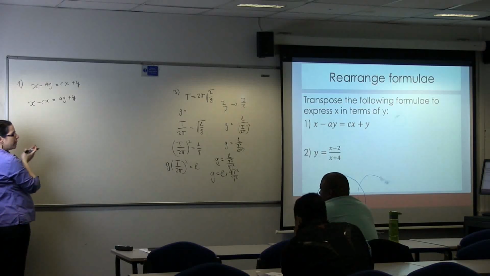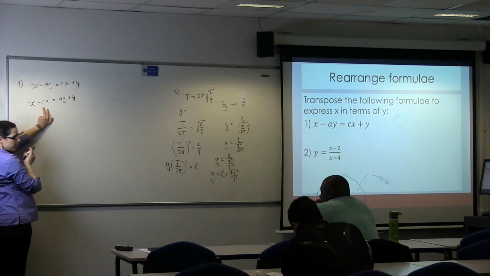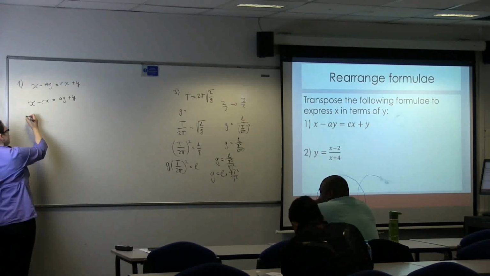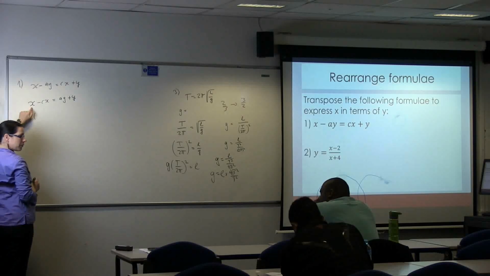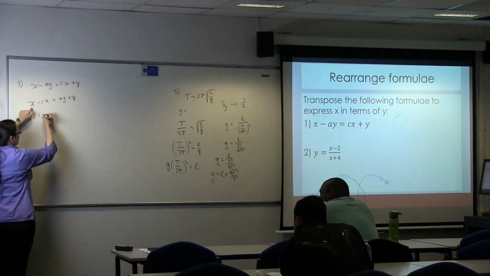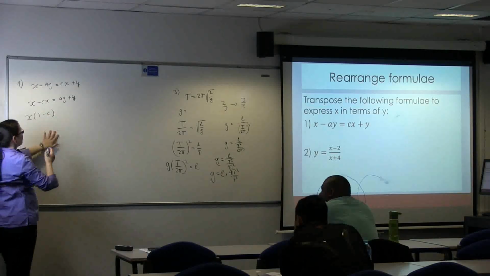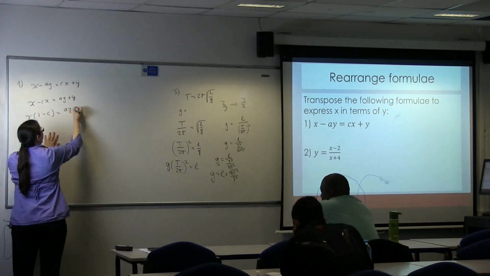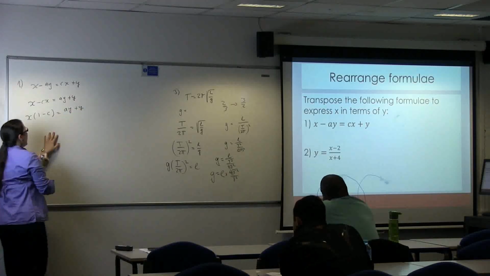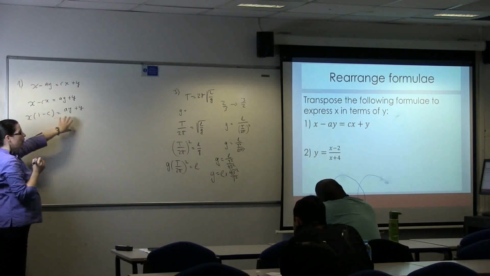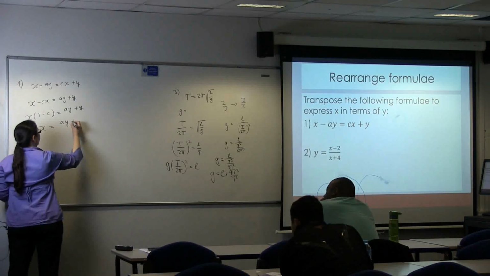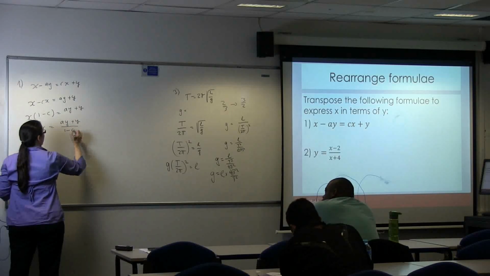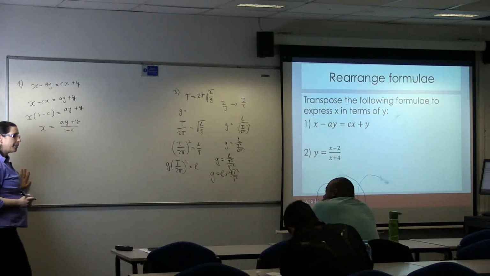But unfortunately, it's x minus cx. So what I need to do now, I need to factor the x out. But if I factor x out from x, what am I left with? 1. Just the 1. So it's 1 minus c, equals ay plus y. And now I just need to divide down by the 1 minus c, and voila, x is expressed as a function of y.